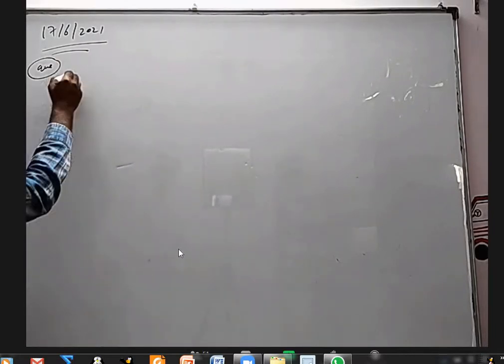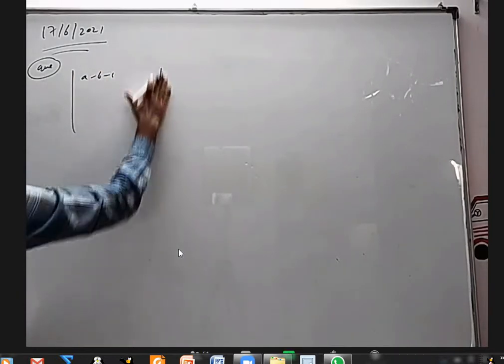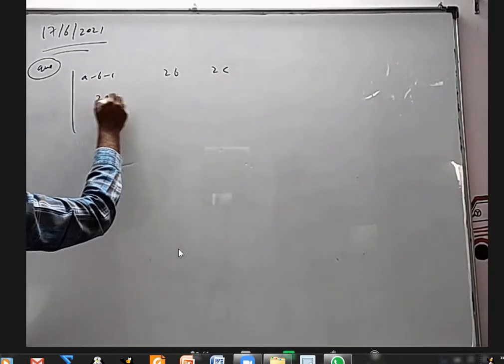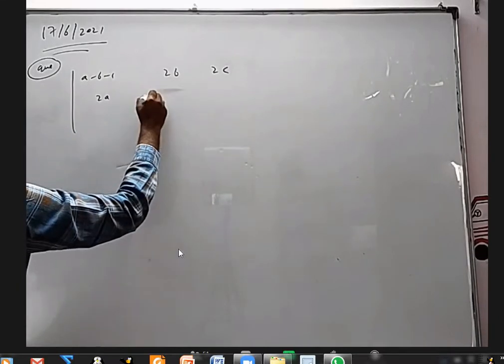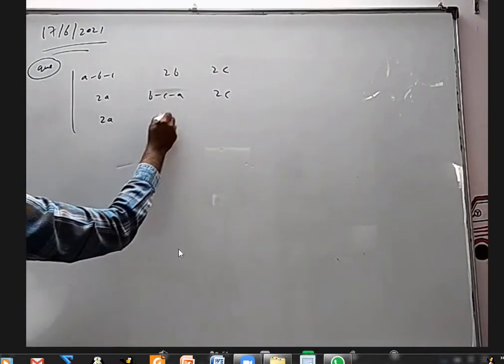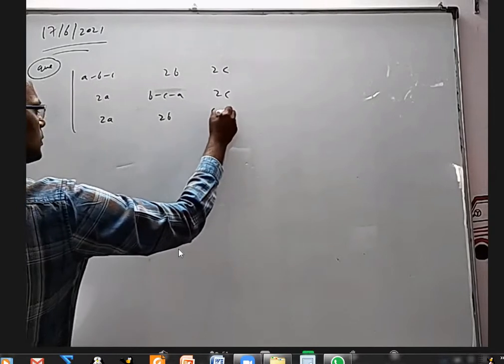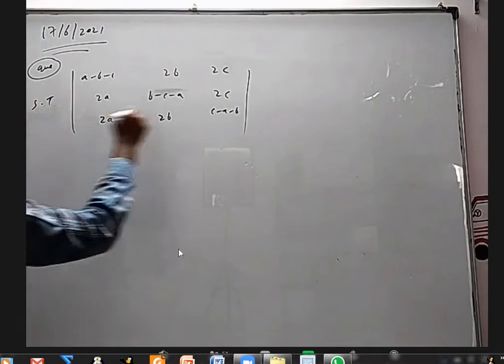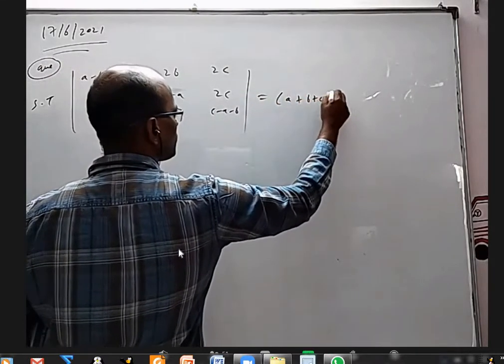Okay, this you can write in the class. You should write, not you can, you should, in the class notes. Now, a minus b minus c, 2b and 2c; 2a, b minus c minus a, and 2c; and 2a, 2b, c minus a minus b. I have to show this is equal to a plus b plus c whole cube. Show that this is equal to a plus b plus c whole cube.